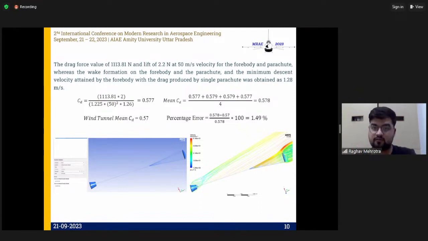So this analysis which we have done, like we have done all the analysis, but from the presentation point of view we are showing only one. So this was for 10D. What is 10D? 10D means riser distance, 10D. D is the diameter of the parachute. With respect to that, we have done this analysis, and we get to know that only 1.49% error was there between the CFD numerical data and the experimental data, which is the wind tunnel data.